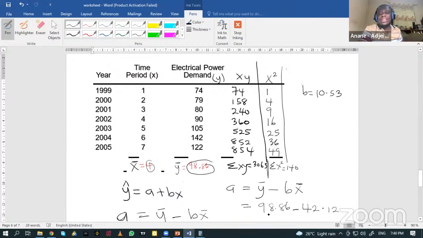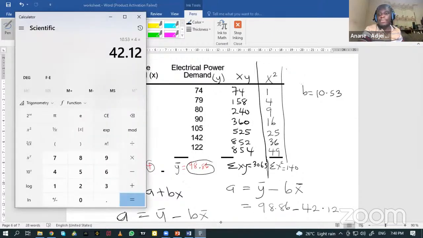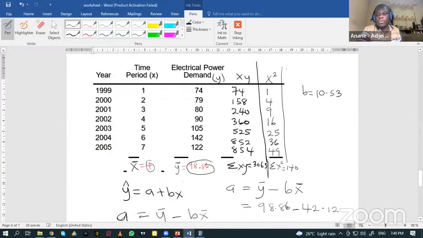So now we'll subtract 42.12 from 98.86. So what is the figure? 98.86 minus 42.12, and that gave us 56.74. So our A value is now 56.74. So simple. So we are done with the question.